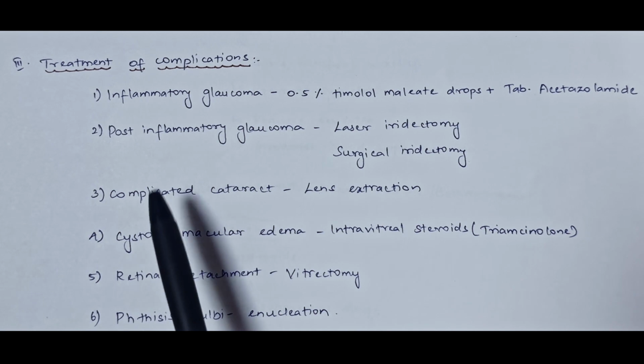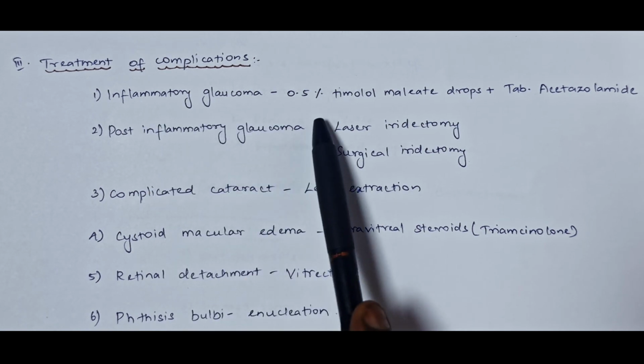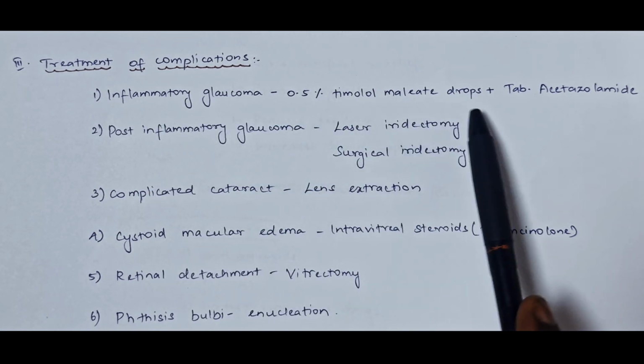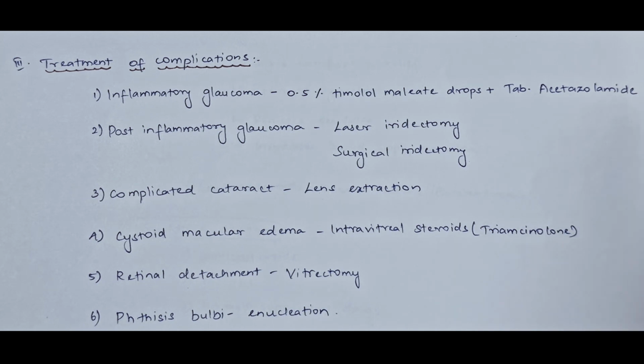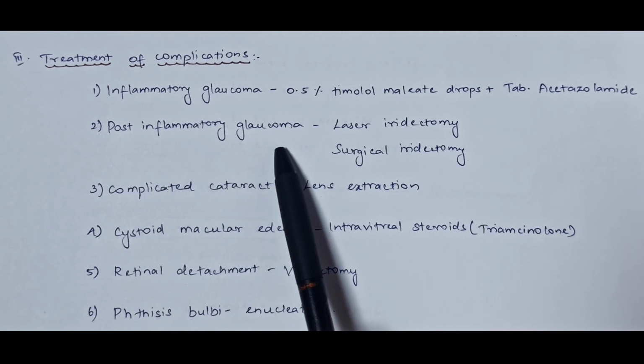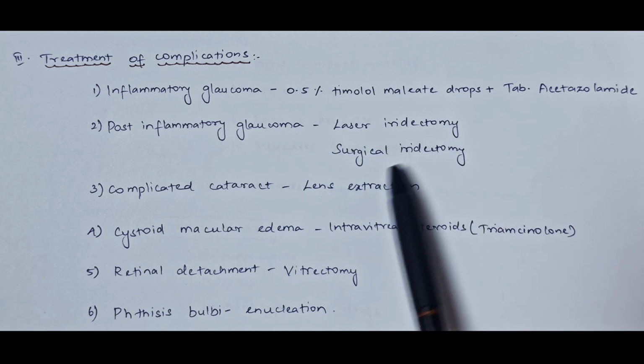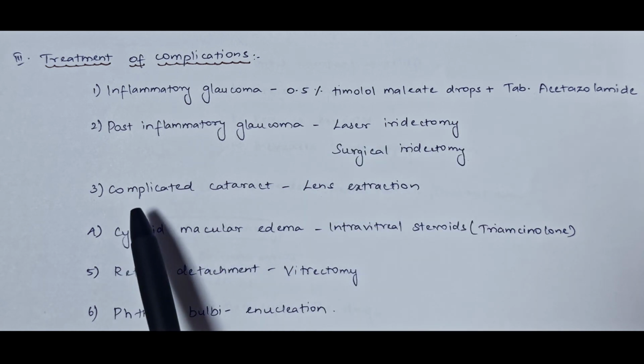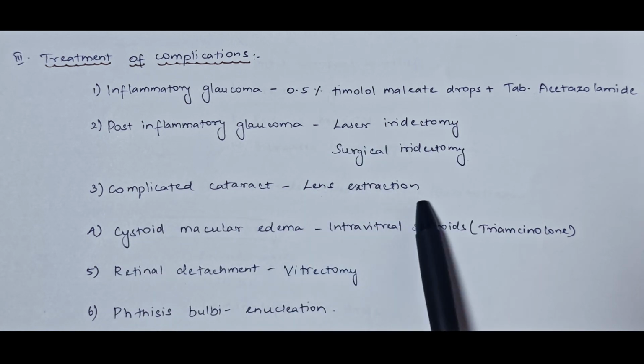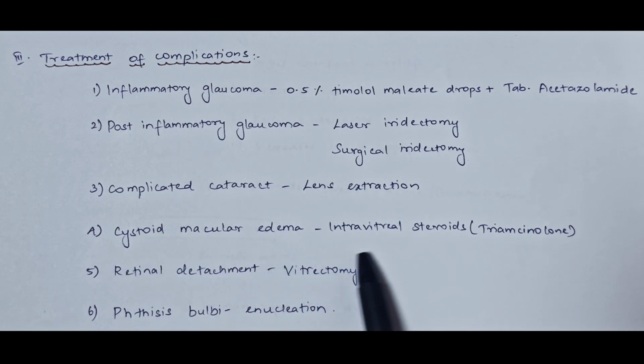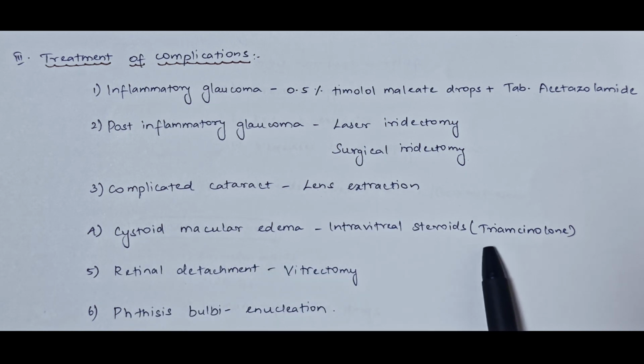Treatment of complications. In case of inflammatory glaucoma, we will give 0.5% timolol maleate drops plus acetazolamide. Post-inflammatory glaucoma, we will do laser iridectomy or surgical iridectomy. In case of complicated cataract, we will do lens extraction. Cystoid macular edema, we will do intravitreal steroids like triamcinolone. In case of retinal detachment, we will do vitrectomy. In case of phthisis bulbi, we will do enucleation.